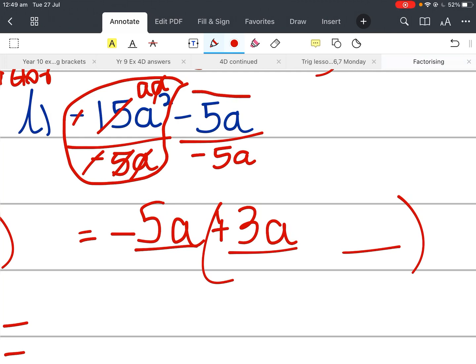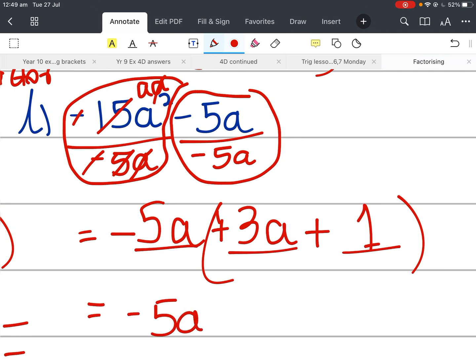Okay, let's do the second one now. This one here. What's a negative and a negative give me again? Hopefully you remember it's a positive. Now here I've got 5a over 5a. What's anything divided by itself? 2 divided by 2 is 1. 10 divided by 10 is 1. A divided by a is 1. So 5a divided by 5a is good old 1. So if I write that out neatly, minus 5a times 3a plus 1.